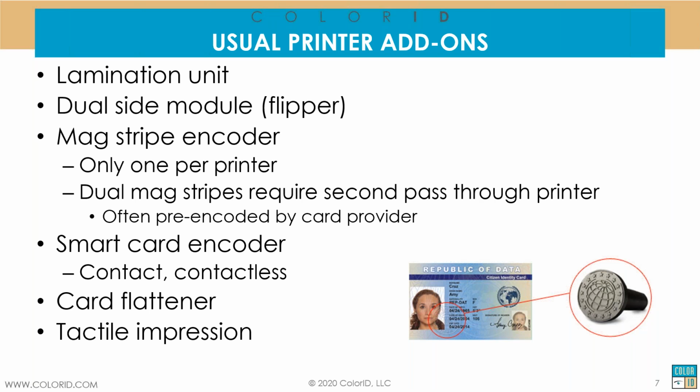If you have a contactless or contact chip in your card and you want to either read that or write something to that chip, then you need a contactless smart card encoder. There's also a card flattener, because especially the reverse transfer printers, which use more heat and have hot things in contact with the surface of the card longer while the card's in the printer, can sometimes cause the cards to bow.